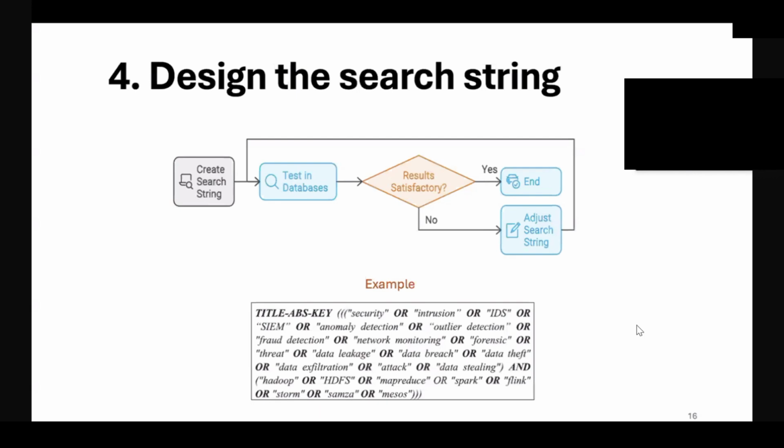Then you see whether the results are satisfactory or not, whether you are getting the papers that you already know are relevant. For example, in the pilot study, you already know that these 8 to 10 papers are relevant. If the search string is returning those papers, it means that your search string is correct. If it is not returning those papers, then you need to adjust your search string.